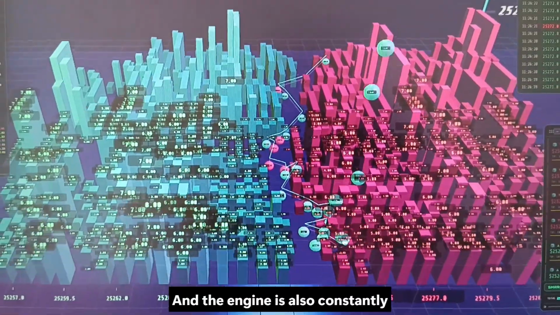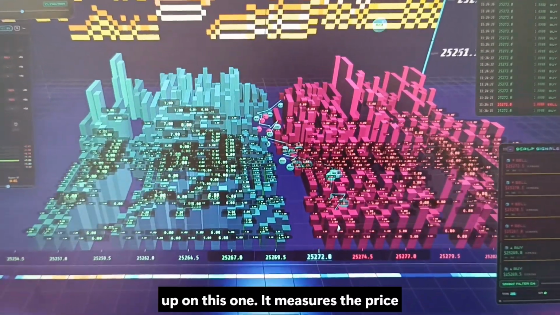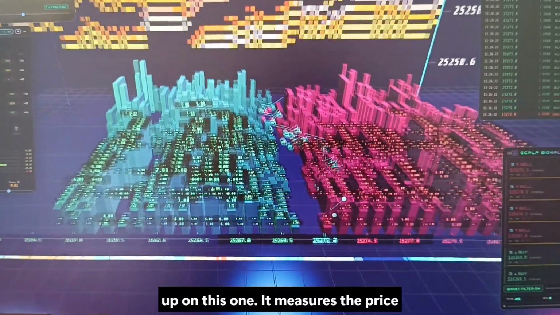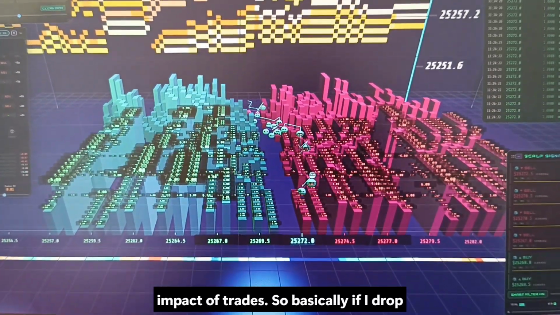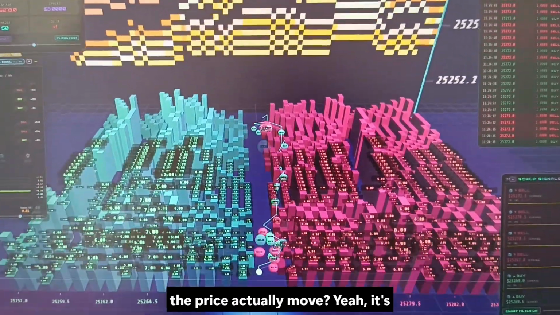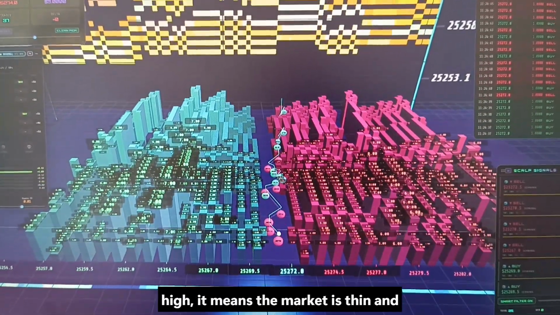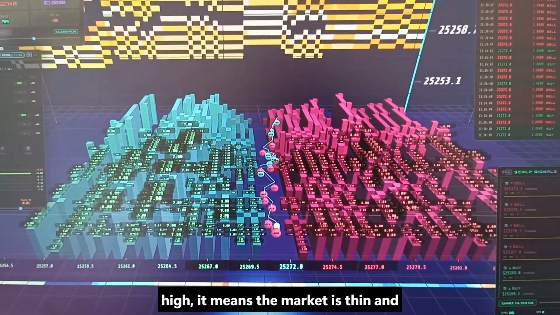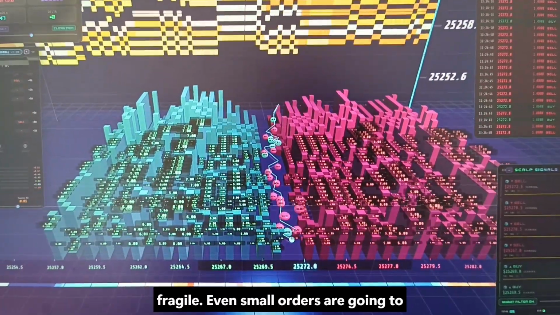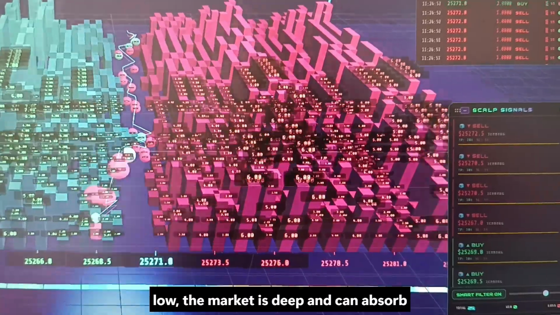Wow. And the engine is also constantly calculating Kyle's lambda. I had to read up on this one. It measures the price impact of trades. So basically, if I drop a 100-lot market order, how many ticks does the price actually move? Yeah. It's measuring the true cost of liquidity, right? Precisely. If Kyle's lambda is high, it means the market is thin and fragile. Even small orders are going to violently whip the price around. If it's low, the market is deep and can absorb heavy volume.